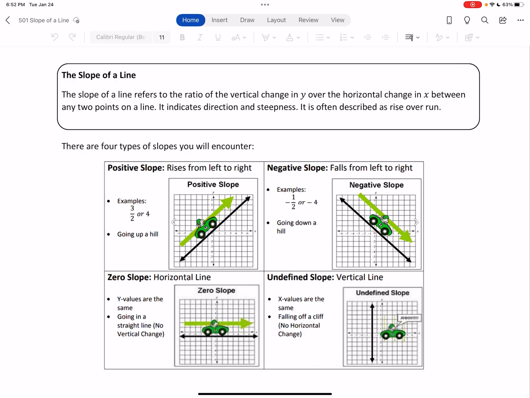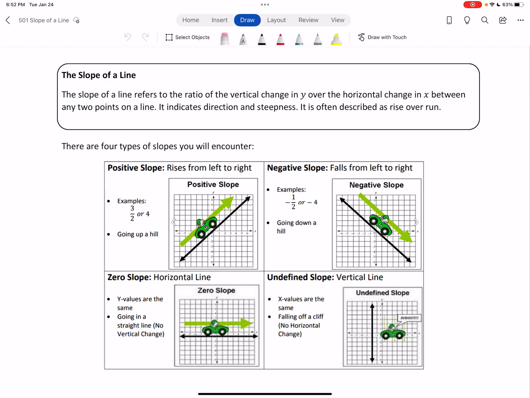All right, we're going to begin talking about linear functions now, and we're going to start with the slope of a line. So the slope is the vertical change in the y direction over the horizontal change in the x direction. It tells you how steep your line is, whether it's going up or down. We can describe the slope as rise over run. So here are some pictures of slopes.